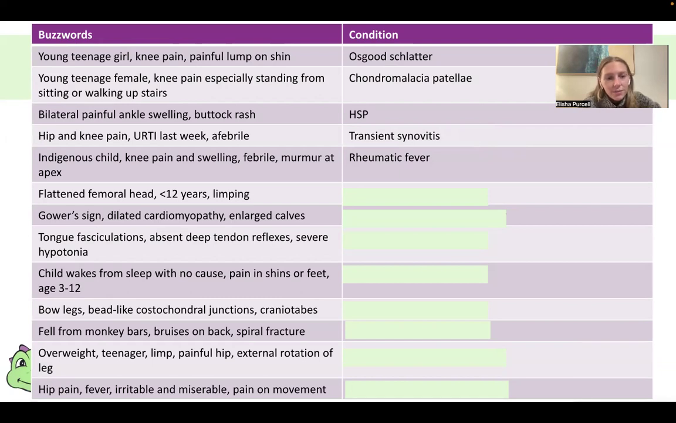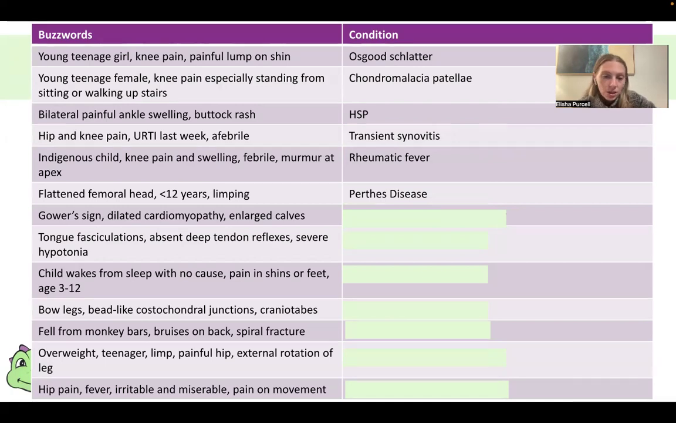Next one, flattened femoral head, less than 12 years, child's limping. Okay, guys, flattened femoral head. We should know this one hopefully by now. Perthes disease. If you still feel like you don't know it, that's fine. You'll get it after a few weeks of revising these buzzwords. They just stick.